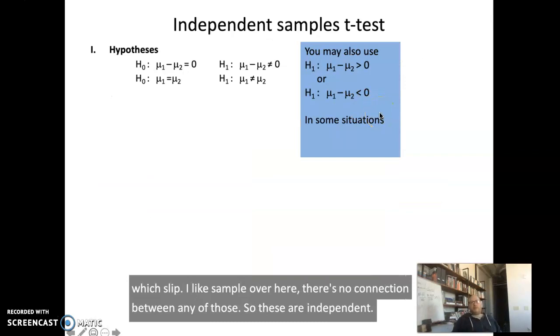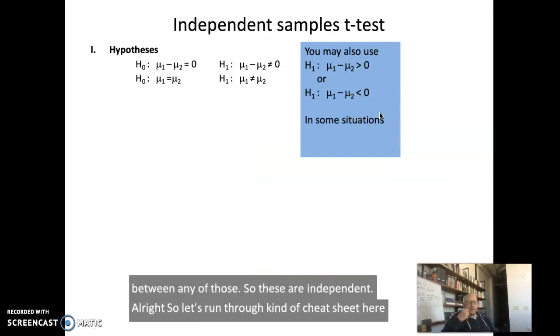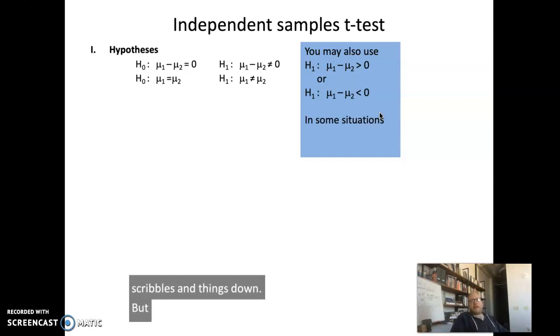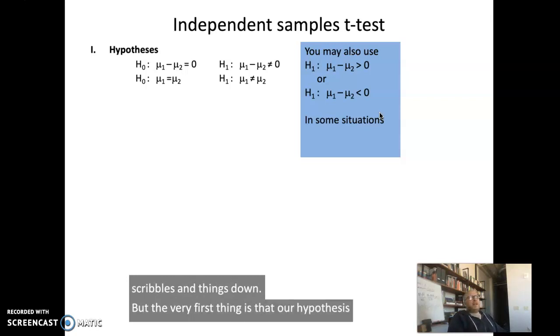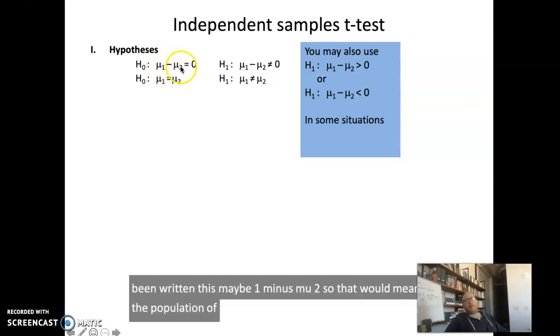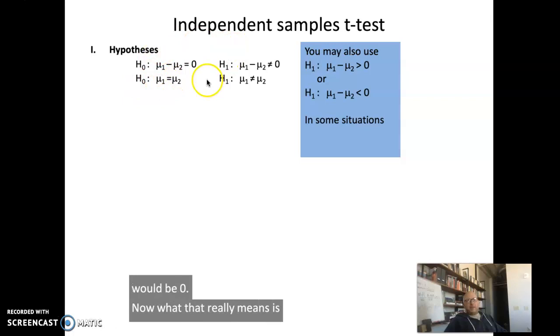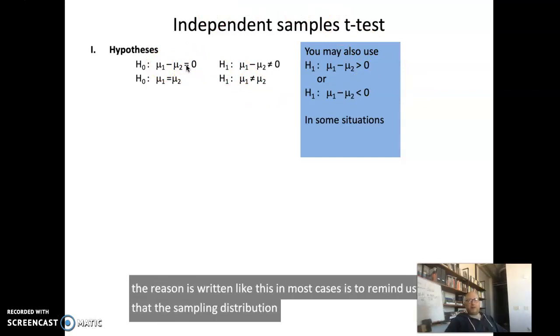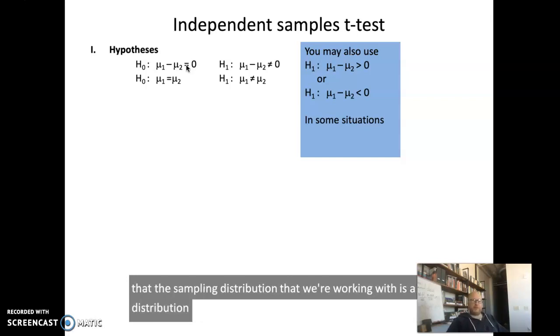All right, so let's run through, kind of make a cheat sheet here, and I'll stop at the end of the slide and give you a chance to scribble some things down. But the very first thing is that our hypothesis here is that there's no difference between the groups. And formally, it's been written like this, mu1 minus mu2. So that would mean the population of leftists minus the population of centrists would be 0. Now, what that really means is that they're the same, okay? So the reason it's written like this in most cases is to remind us that the sampling distribution that we're working with is a distribution of differences.